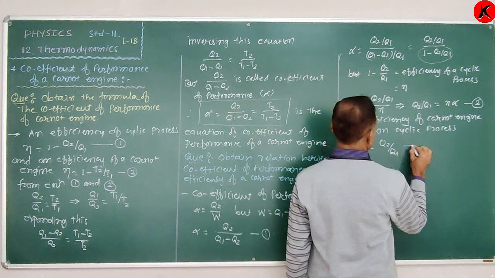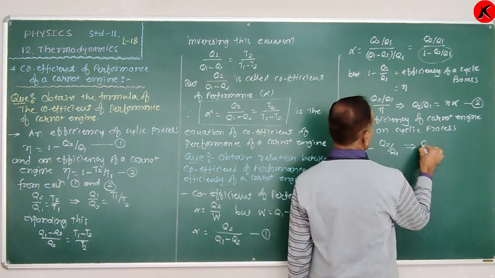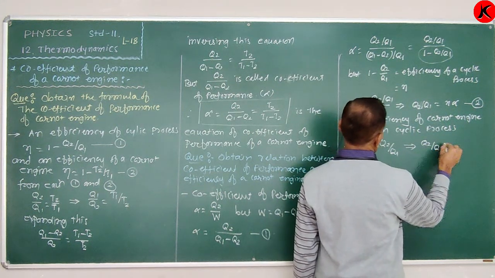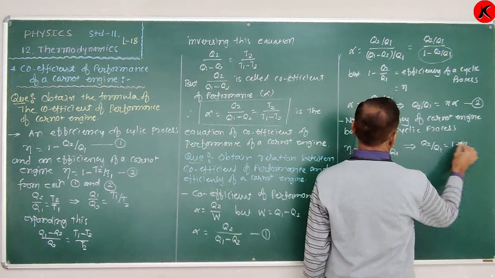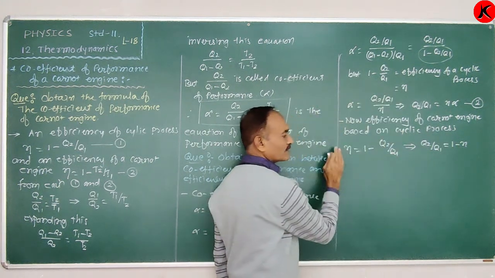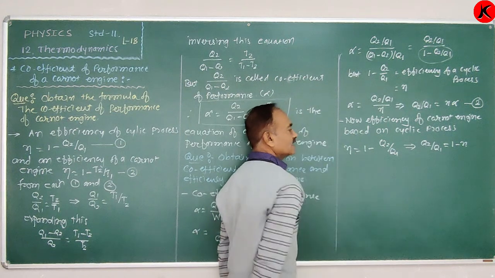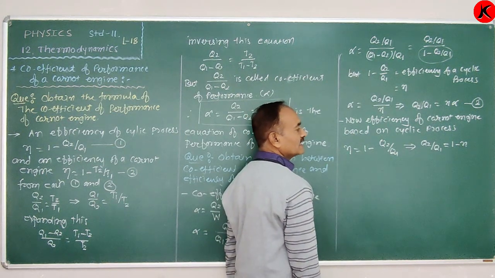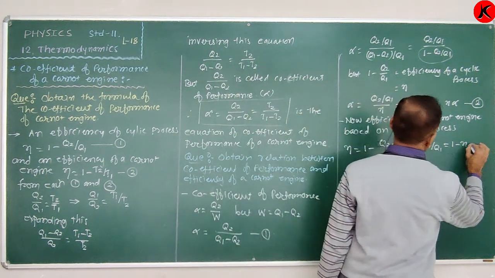So from this equation, Q2 upon Q1 is equal to 1 minus N. Take Q2 upon Q1 on this side and N on the other side. Therefore, Q2 upon Q1 is equal to 1 minus N. Equation number 3.